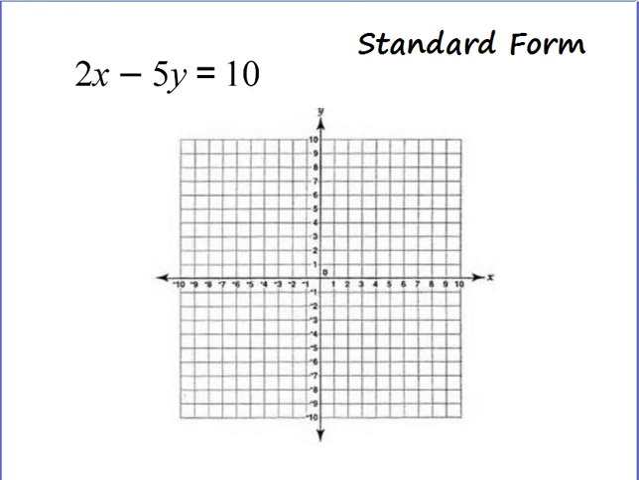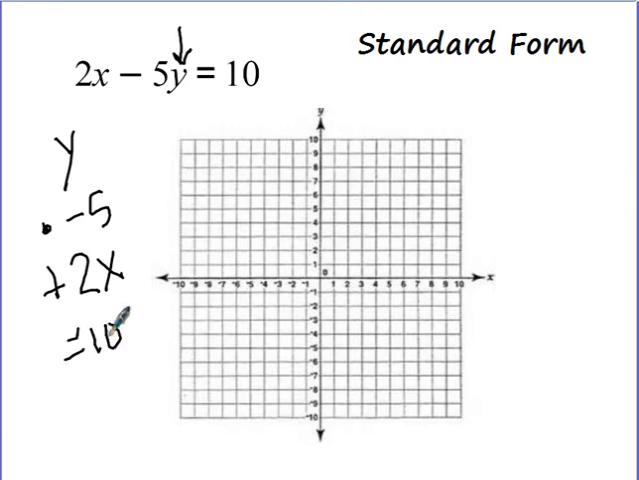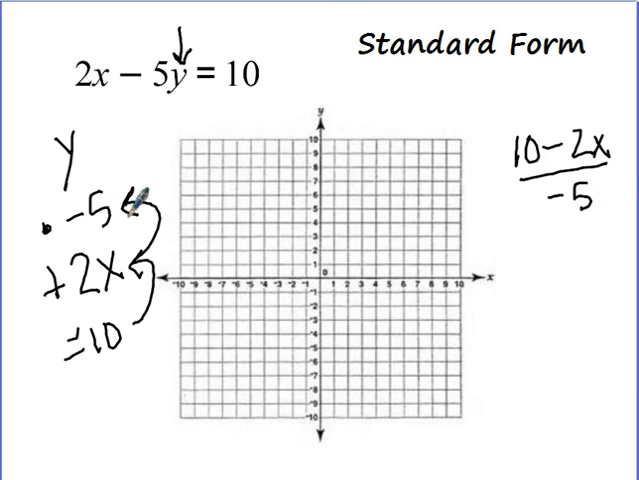Let's try that with another standard form. Again, I'm trying to get y by itself, so I'm going to start out with y. Y is being multiplied by a coefficient of negative 5. The 2x is positive, so I'm going to say it's being added, a term of 2x to equal 10. So opposite of ending with 10 is starting with 10. Opposite of adding 2x is subtracting 2x. Opposite of multiplying by negative 5 is dividing by negative 5. And opposite of starting with y is ending with y.